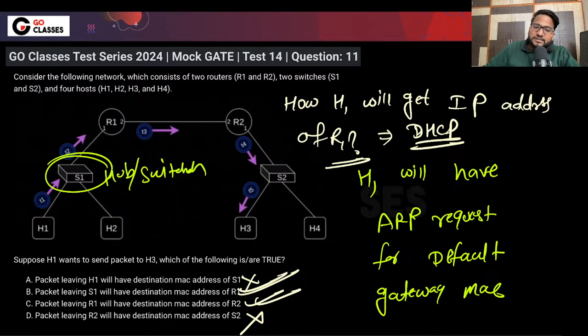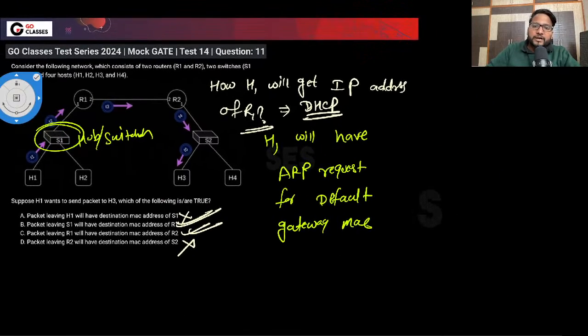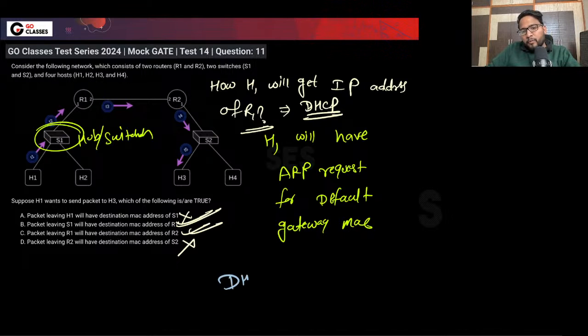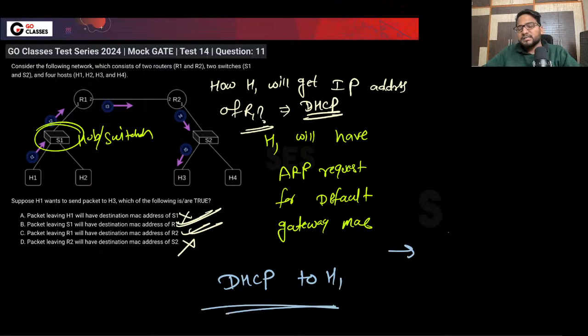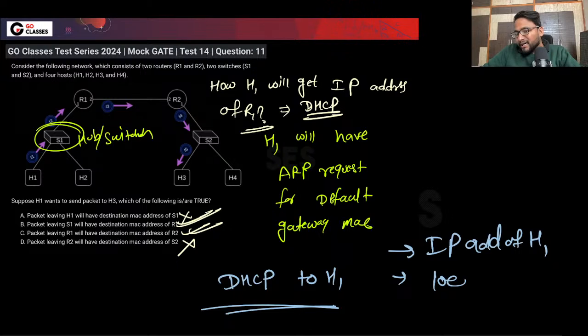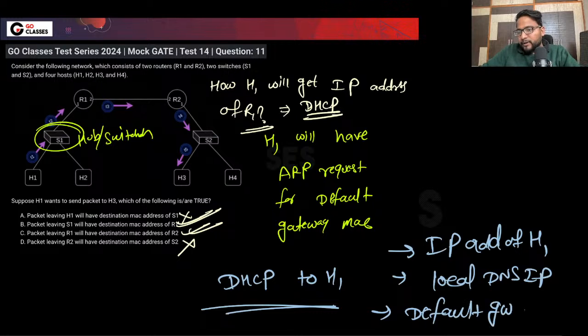So basically, using DHCP, it gets multiple things. What are the things that H1 will be getting using DHCP? The DHCP server will provide to H1 its own IP address, the local DNS IP address, and the default gateway IP address, right? Let me know if that is clear to everyone. Okay, I hope that is clear.